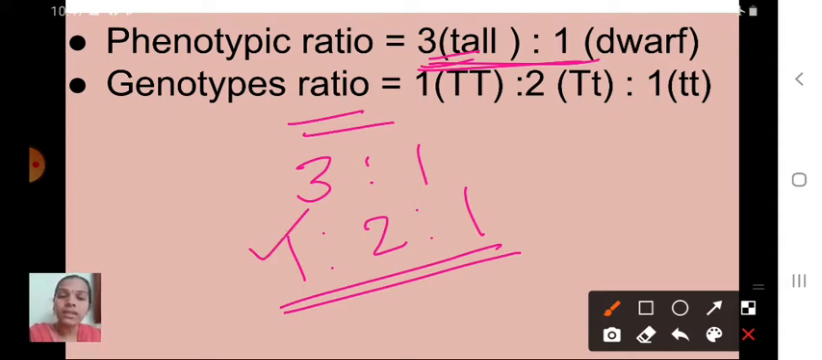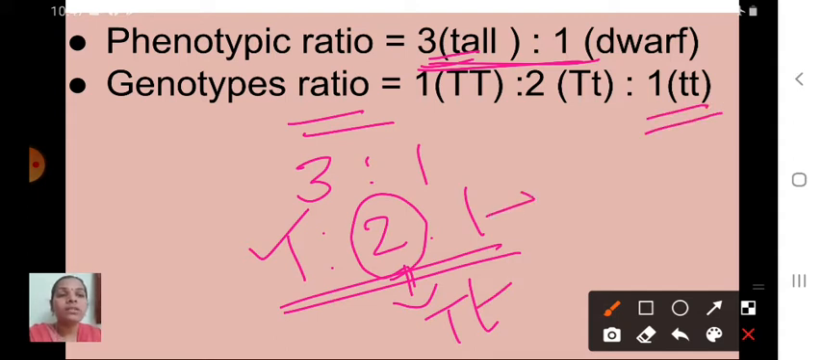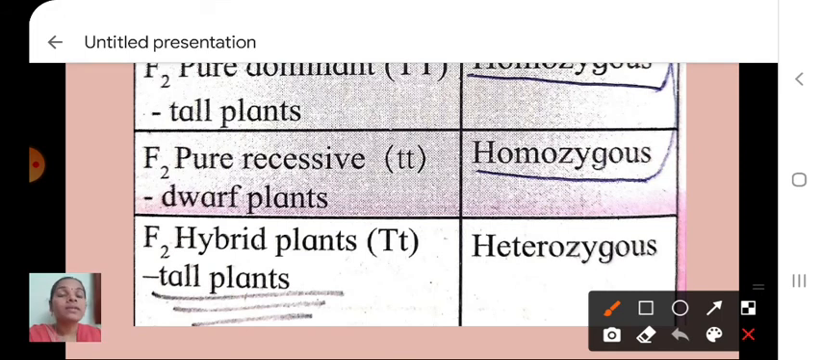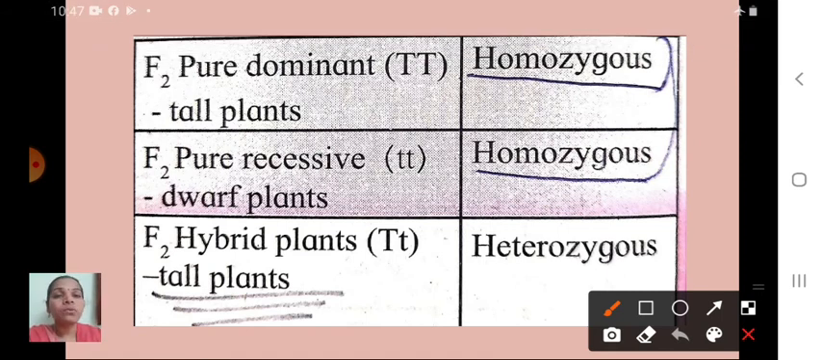Here this one is tall, that means capital T. And this is also tall, but the genotype is different: capital T, small t. And this one is dwarf, that is small t. Understood children? This box will show you clearly. F2 pure dominant tall plants. In the F2 generation, these 3 kinds of plants appeared.